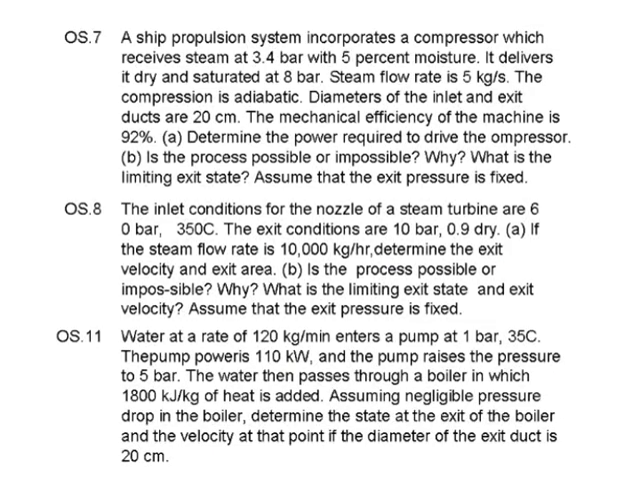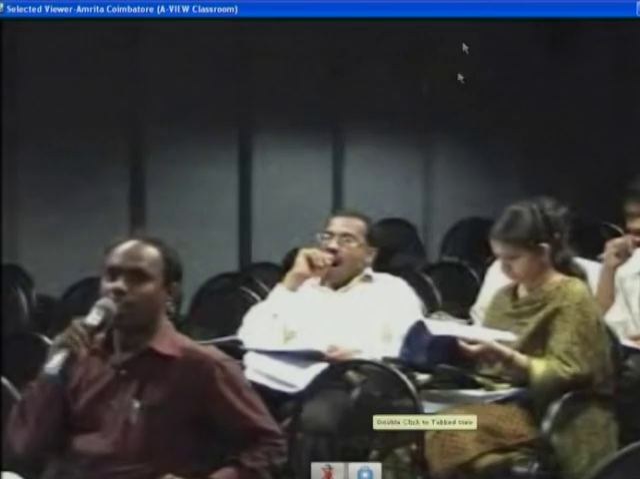If you check the question, the inlet conditions for the nozzle of a steam turbine are 60 bar, 350 degrees Celsius. The exit conditions are 10 bar and 0.9 dry. This is a nozzle, so you can go ahead and get the velocity. The steam mass flow rate is given, so m dot is known. From the nozzle equation you will get the velocity. Since you now know the state, 10 bar and 0.9, you can get the density or specific volume, and m dot is just rho A V. So rho is known, velocity is known, all you have to do is calculate area. Over. Thank you, sir.